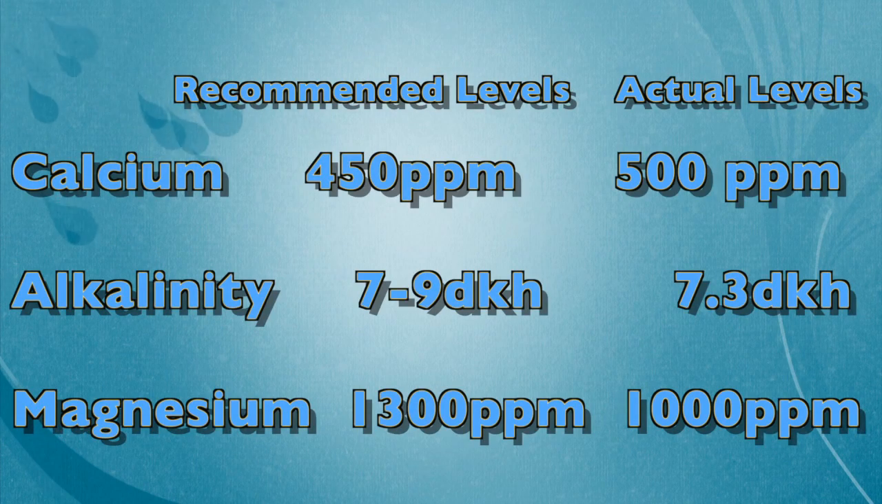But before you do that, you should be aware of the calcium, alkalinity, and magnesium levels in your tank. After I tested my demo tank, I found that my calcium is nice and high at 500 parts per million, which is slightly above our recommended 450. My alkalinity is acceptable at 7.3, even though it is at the low end of our recommended DKH range of 7 to 9. However, my magnesium is very low at 1,000 parts per million. I'm going to be getting more SPS corals, so in order for them to be happy, I want my magnesium levels to be at 1,300.